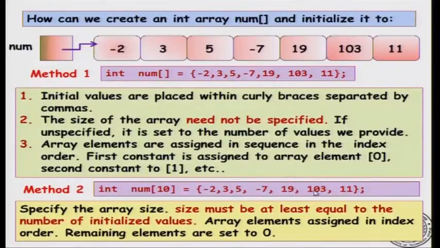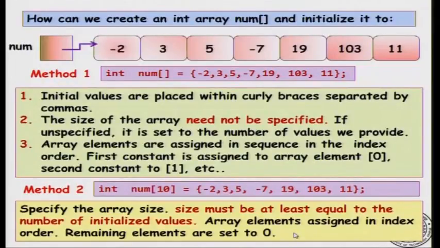In this case I give 7 numbers. So what happens is that the array is initialized in the order of elements given. num[0] will be -2, num[1] will be 3, and so on until num[6] will be 11. 7 elements are filled, the remaining 3 elements are unspecified, so they will be initialized to 0.